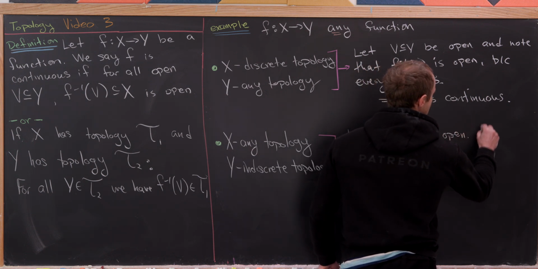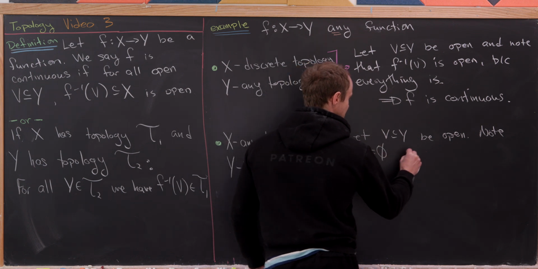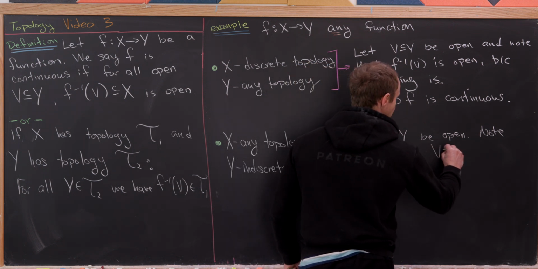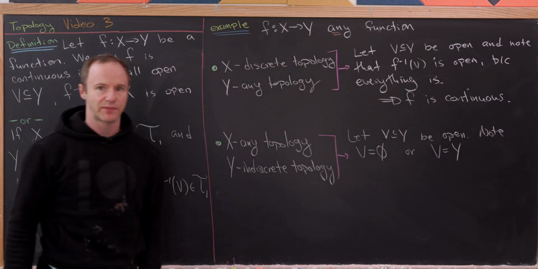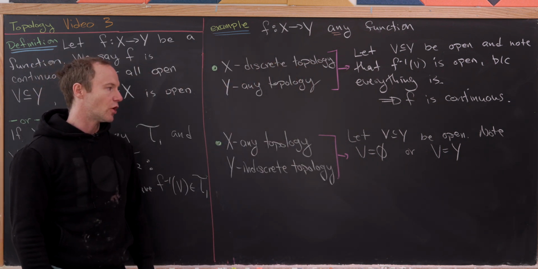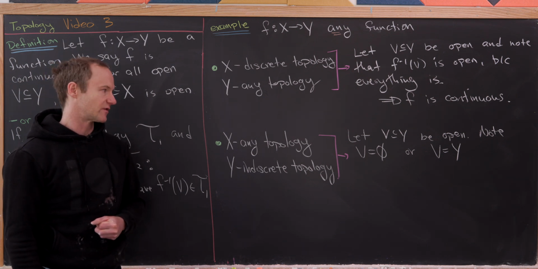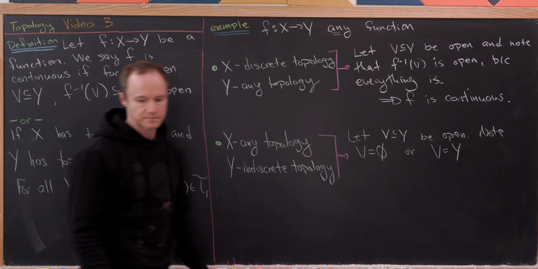But let's note in this case that V is equal to the empty set or V is equal to everything. That's because in the indiscrete topology, the only open sets are the empty set and everything. So if we've got an open set in the codomain, it's got to be one of those two.